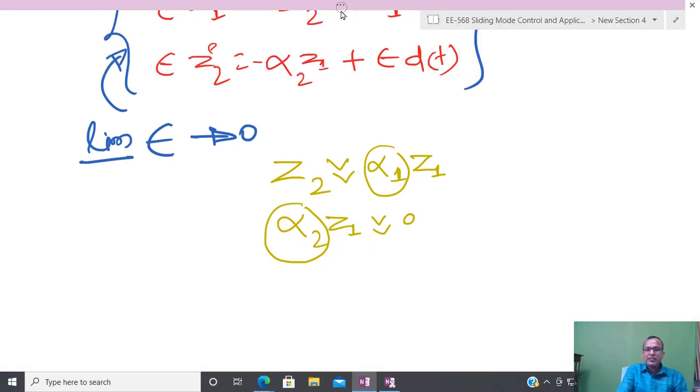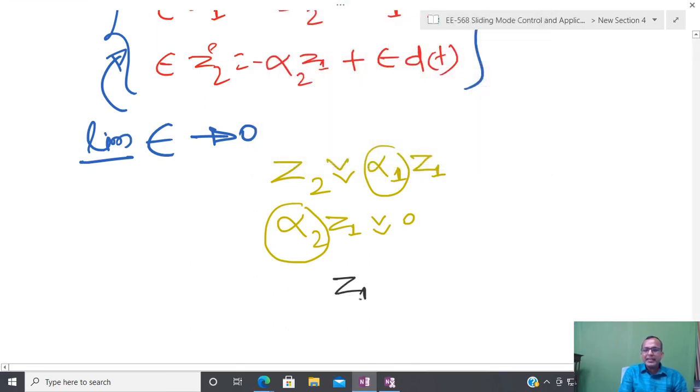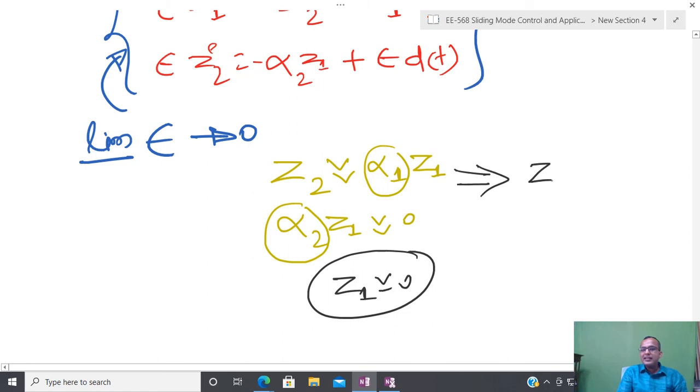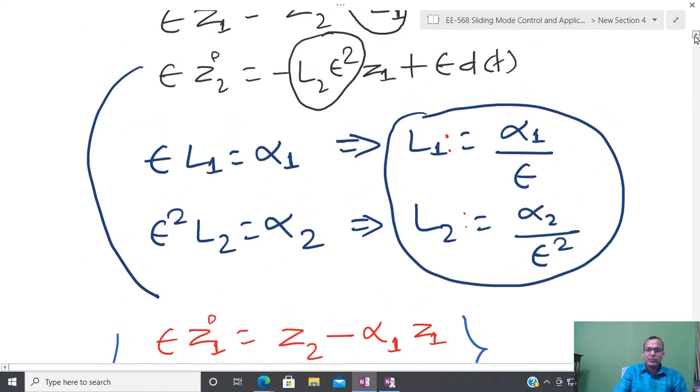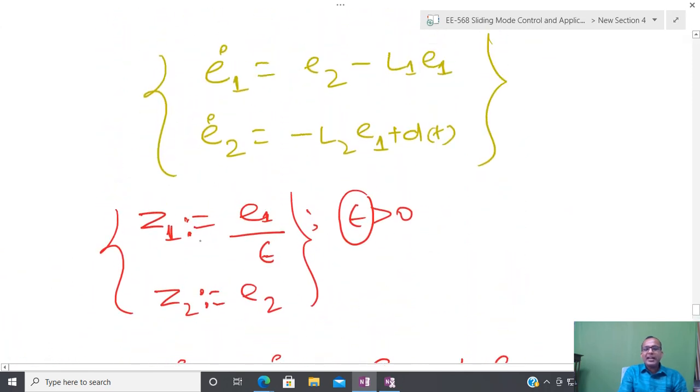The disturbance term is perfectly nullified, but from here I am able to tell Z1 tends towards 0. Alpha 2 is a number, and Z1 tends towards 0, and once Z1 tends towards 0, at the same time this also implies that Z2 tends towards 0. So in this way I can claim that Z1 tends towards 0 and Z2 tends towards 0. So now once Z1 and Z2 tend towards 0, what can I tell? E1 tends towards 0 and E2 tends towards 0.